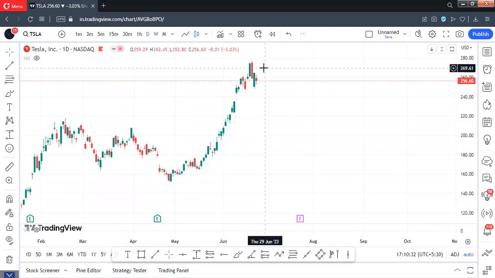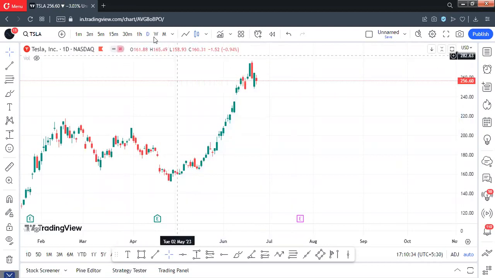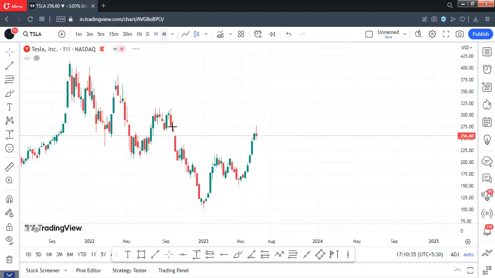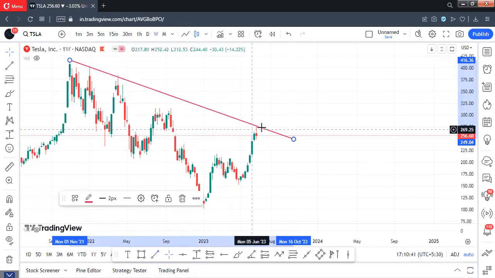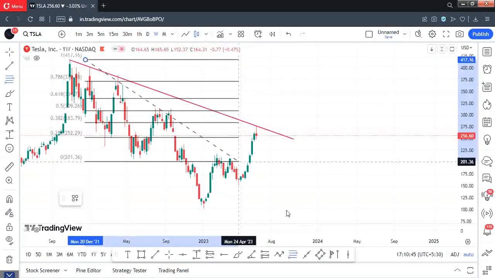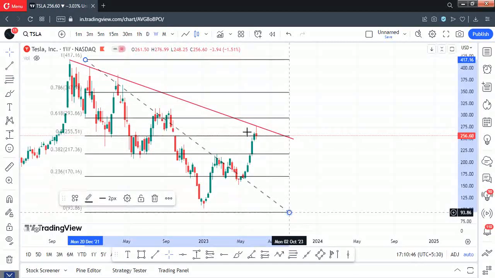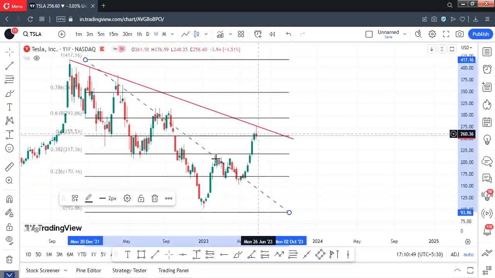That's huge. So we can see here profit booking, because in the weekly chart it is facing the resistance, and if we check the Fibonacci, it is facing a 0.5 fib level. So it is giving rejection.